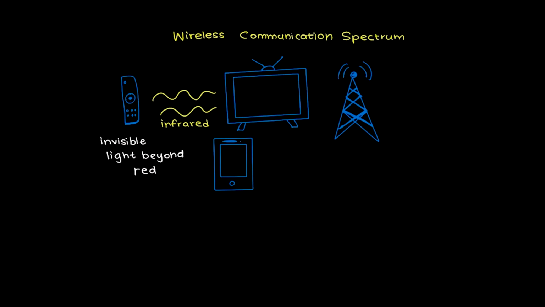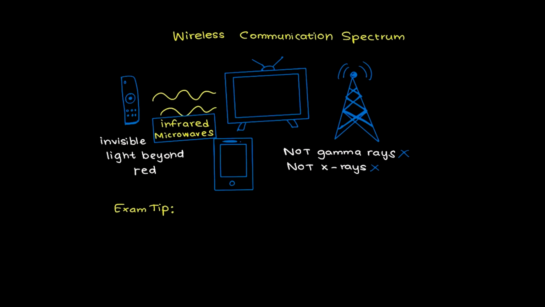Neither device uses gamma rays or X-rays. Those are medical and industrial applications, way too energetic for consumer electronics. Ultraviolet isn't used for these communications either. The answer pairs infrared with microwaves, two neighbouring regions of the spectrum commonly used in everyday wireless technology.